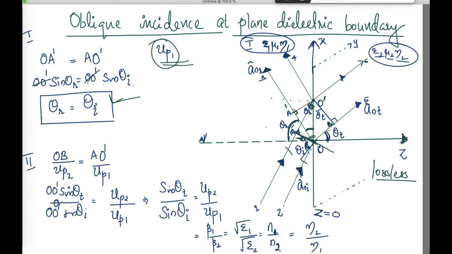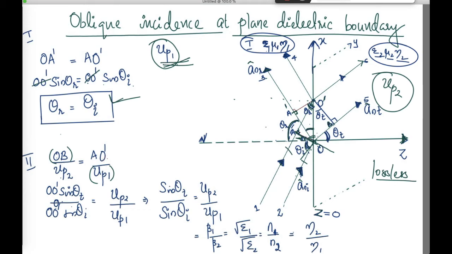So the time taken for the light or the electromagnetic wave to travel a distance AO dash in region 1, with phase velocity UP1, is equal to the time taken by the wavefront which reaches at O to travel a distance OB in the second medium, with say phase velocity UP2. So the time is the same. You can say that the distance AO dash by the phase velocity in region 1 is equal to the travel distance OB by UP2. The time is what we equate. So OB by UP2 is equal to AO dash by UP1.